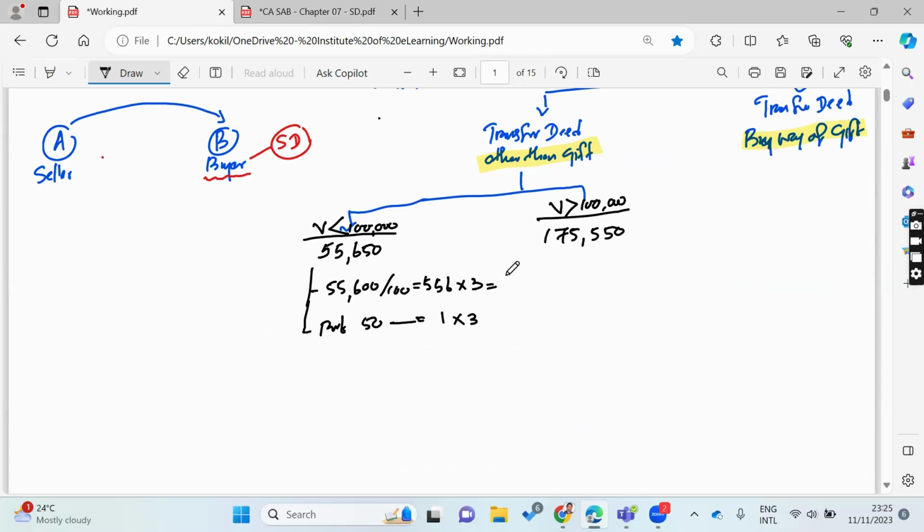556 multiplied by 3 gives you 1,668. Here is another 3 for the part. Altogether, the stamp duty applicable for this would be 1,671. Hope this is clear.